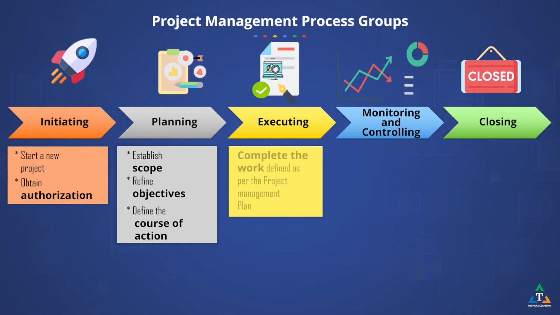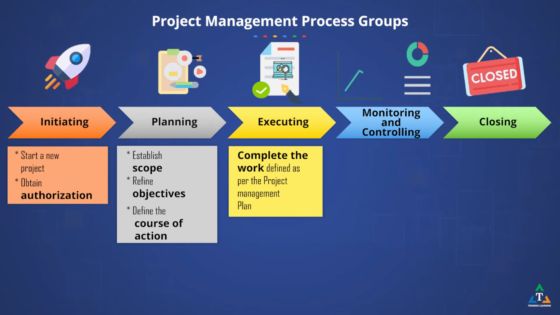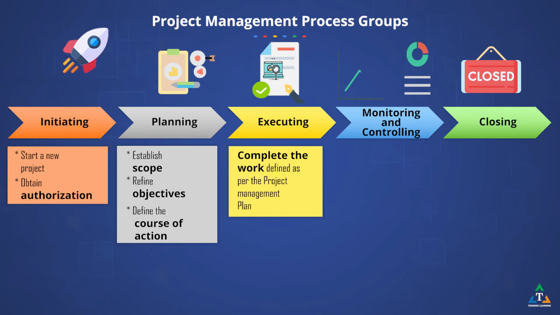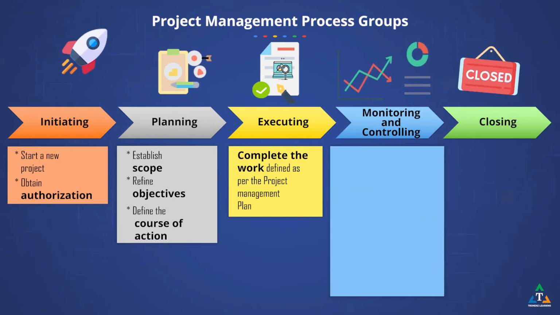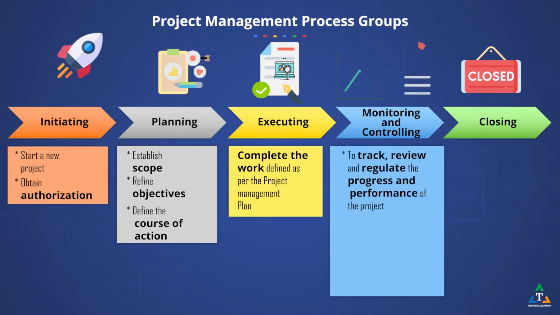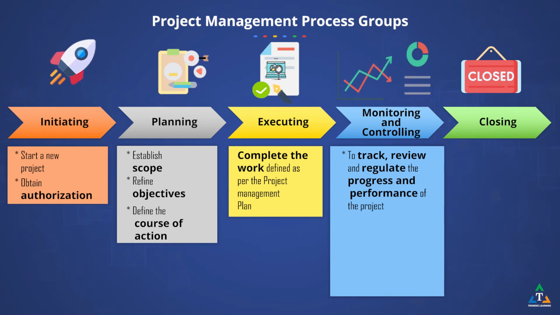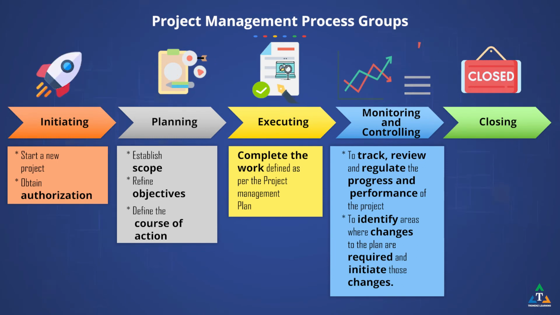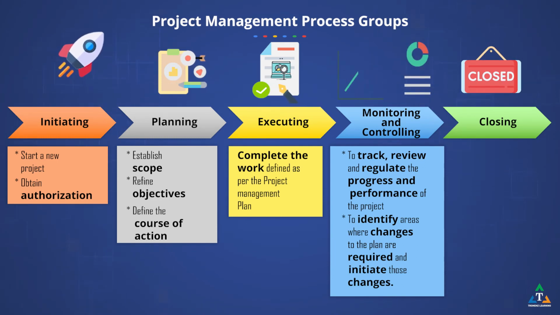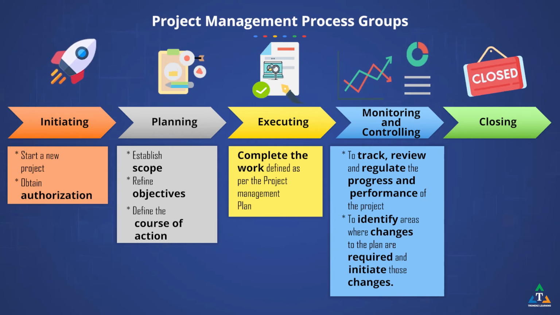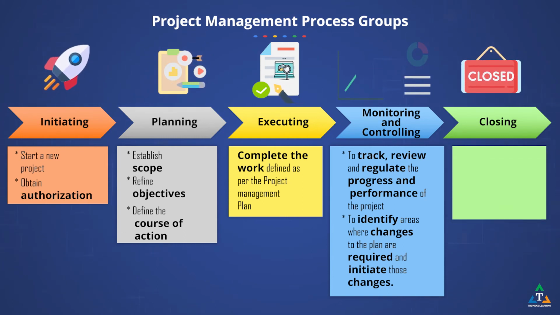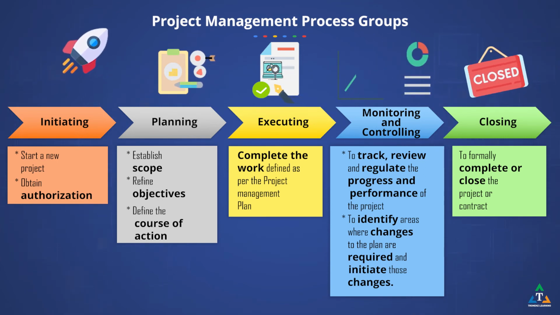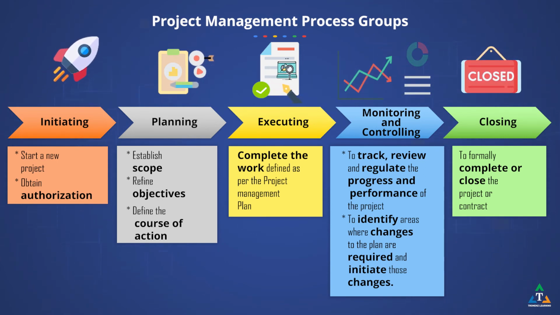Executing processes are performed to complete the work defined in the project management plan to satisfy the project requirements. Monitoring and controlling processes are required to track, review, and regulate the progress and performance of the project, identify any areas in which changes to the plan are required, and initiate the corresponding changes. Closing processes are performed to finalize all activities across all process groups to formally close the project or phase.